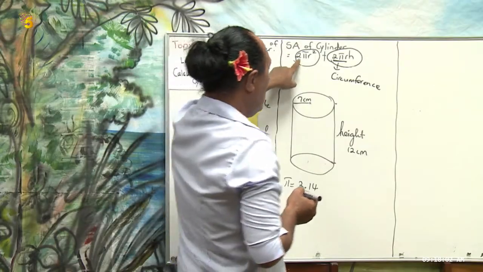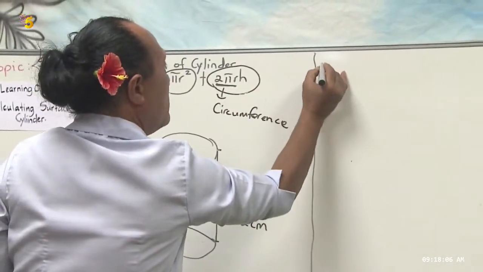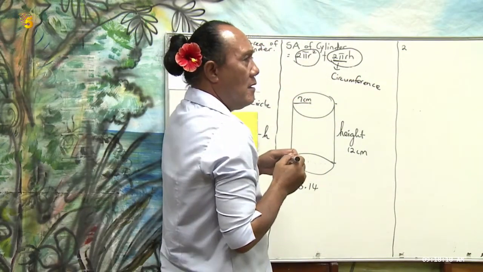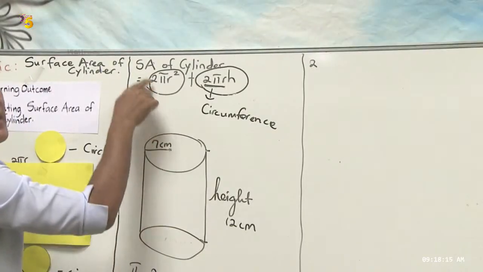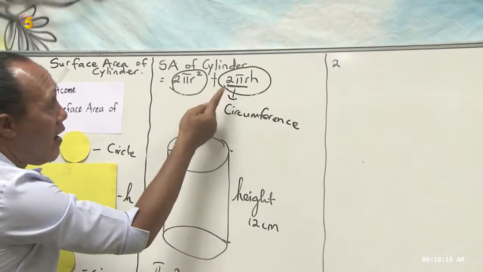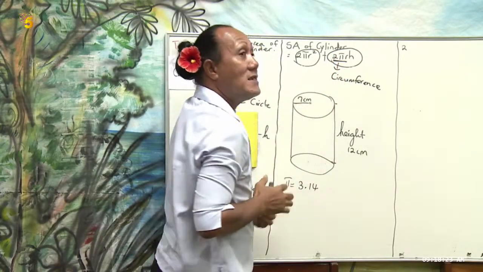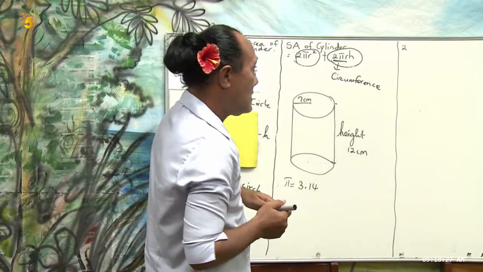Let's go first here. 2 pi r square. What does 2 pi r square mean? It means 2 multiplied by pi multiplied by r, and then multiplied by another r. In here, 2 multiplied by pi multiplied by r, and then multiplied by the h, which is the height.